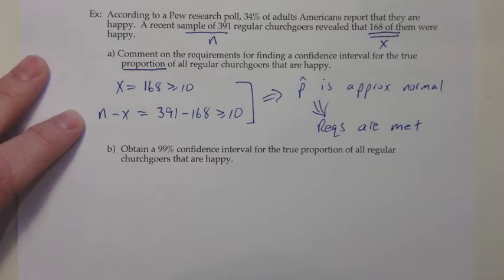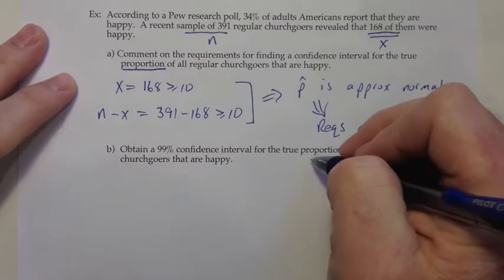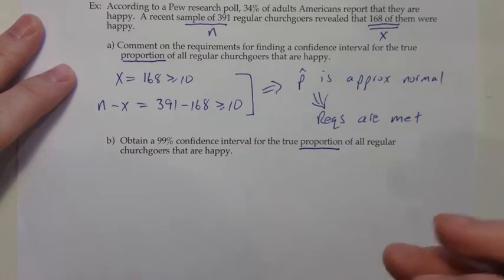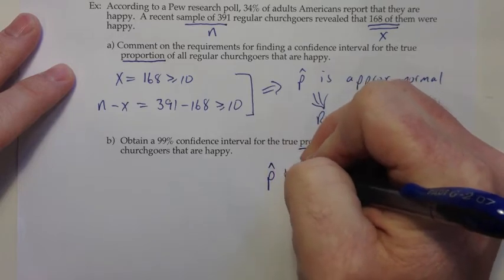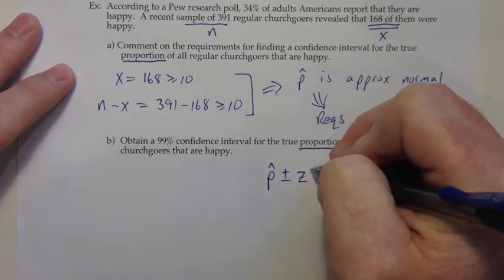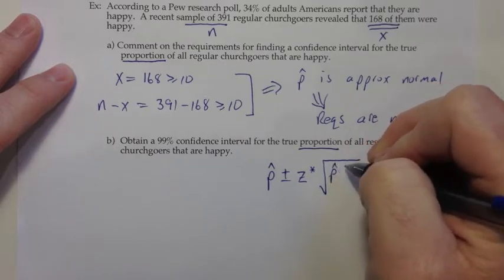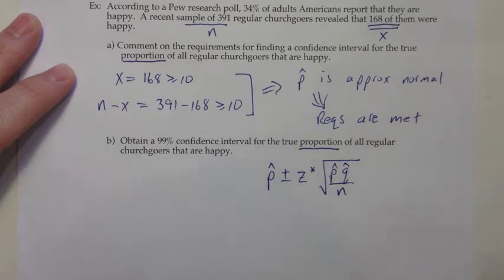Alright, so moving on to part B, obtain a 99% confidence interval for the true proportion of all regular churchgoers that are happy. So again, we're talking about a proportion problem. So our proportion problems have the formula for a confidence interval of p hat plus or minus a z star times the square root of p hat times q hat over n. So we want to assemble all these pieces and plug them in.